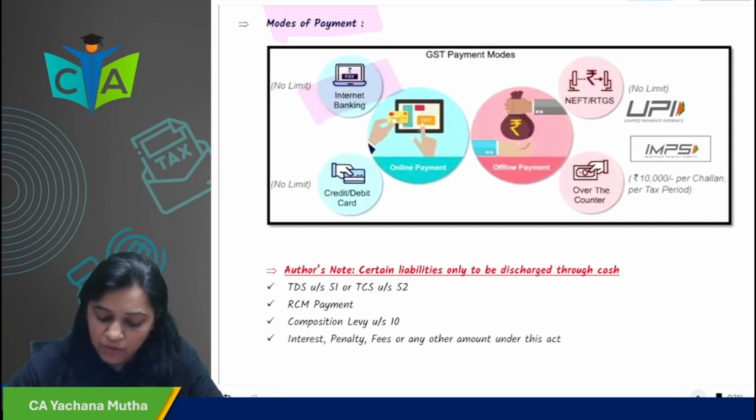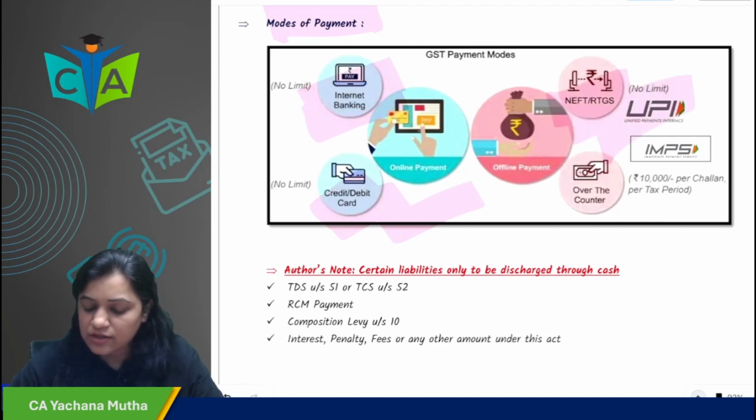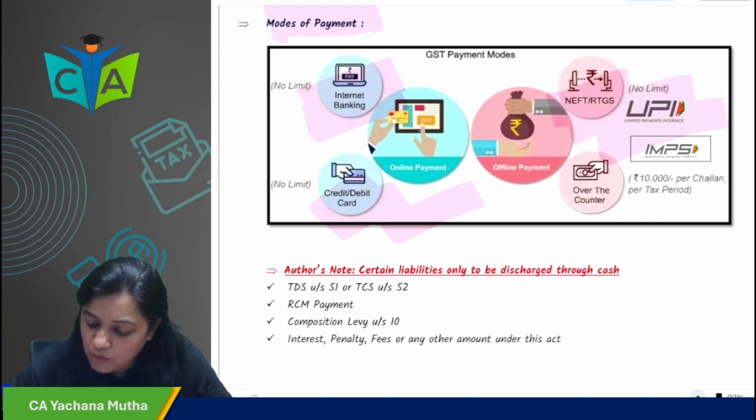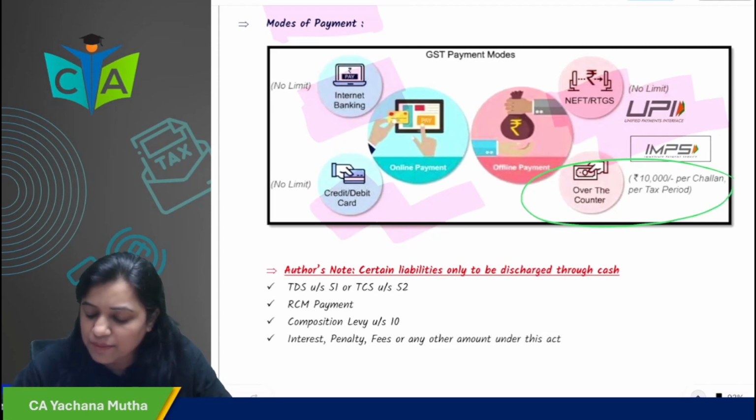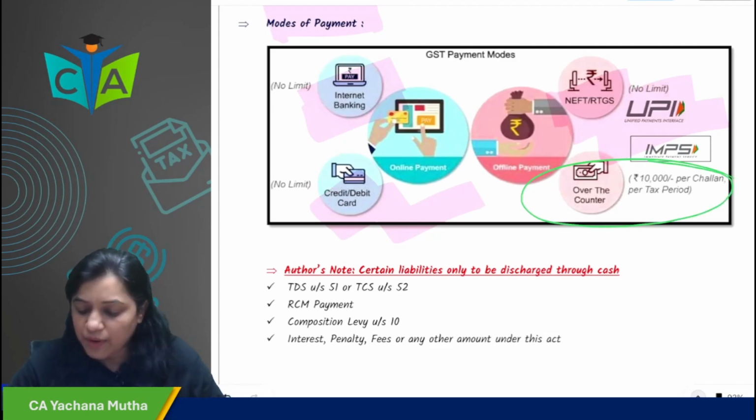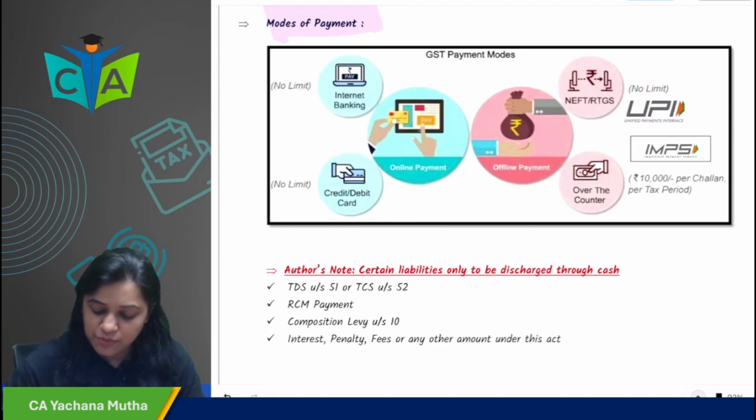I can make the payment online through internet banking, credit or debit card, NEFT, RTGS, all of these can be done. But over the counter, if I want to pay, the limit is 10,000 per challan per tax period.